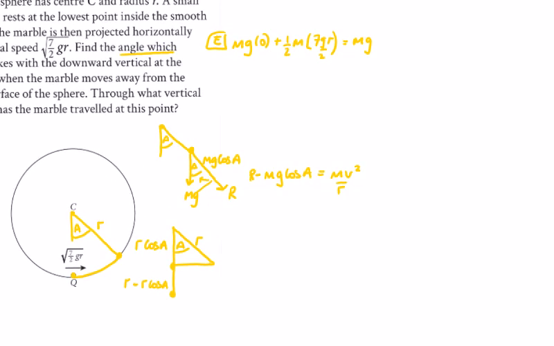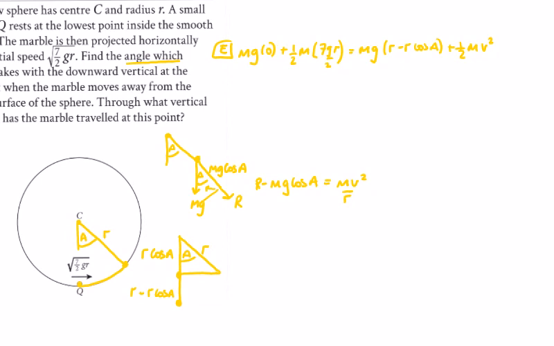So it's risen by R minus R cos A plus a half m times the final speed. When we simplify this down, we're going to get 7mgR over 4 is equal to mgR minus mgR cos A plus a half mv squared. You can try to simplify it down a bit quicker if you want, but don't make a mistake.